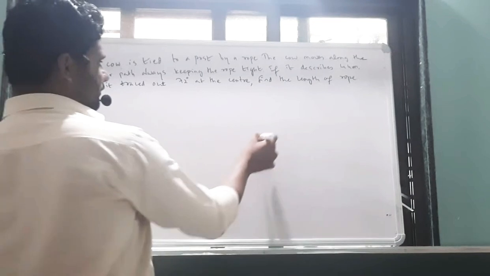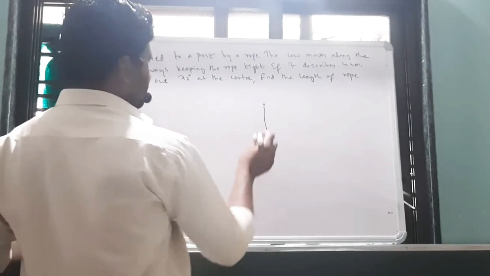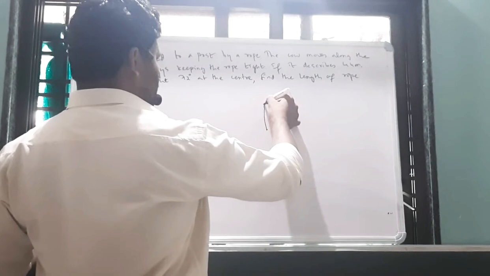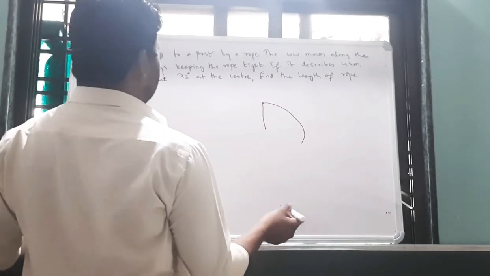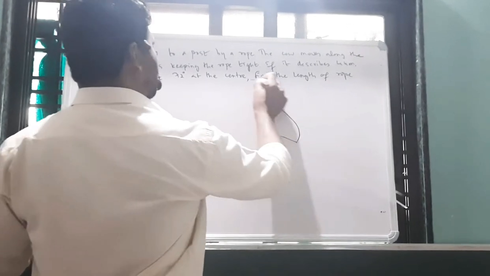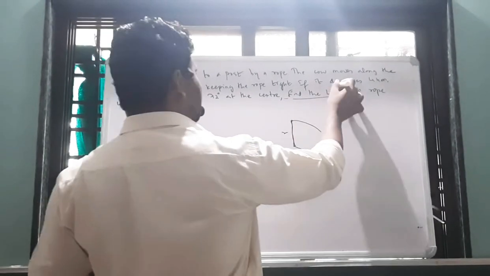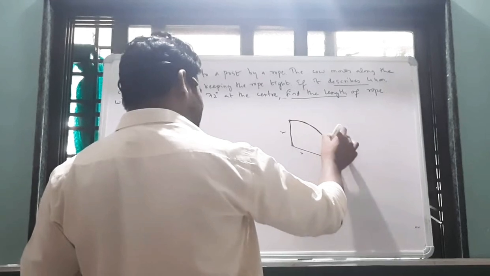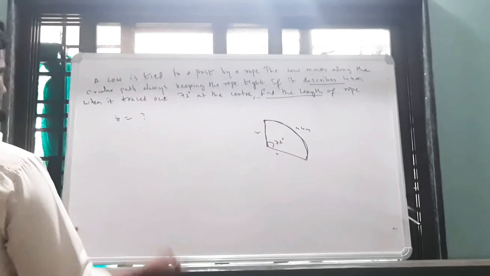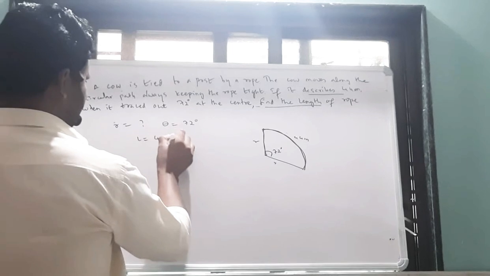So here this is the post, this is the rope, and here the cow is tied up. The cow moves along a circular path, keeping the rope always tight. This is the rope length. The rope length is not given, so the cow describes the arc length and traces out the angle at the center. So theta is 72 degree and L is equal to 44 meter.